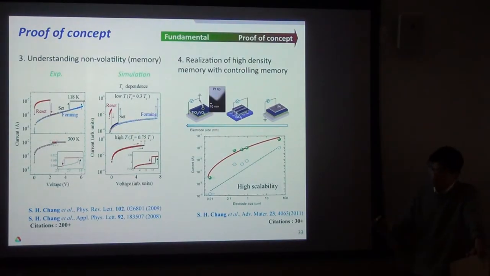So we actually predict the physical quantity of our system. According to our theory, temperature is a key factor to control the memory state. So we change the temperature, then we can modify the memory state near the zero reading voltage. So our experiment verified our theory, and also we realized the high density memory by controlling the memory device. This invention preceded even Samsung Electronics, the leading company, and HP was also a leading company. So we achieved high scalability compared with Samsung and HP.